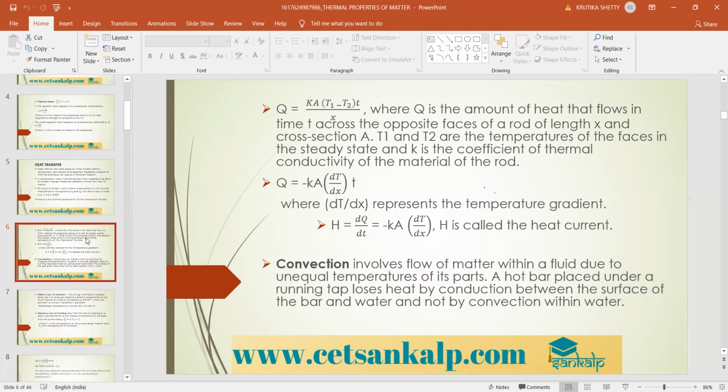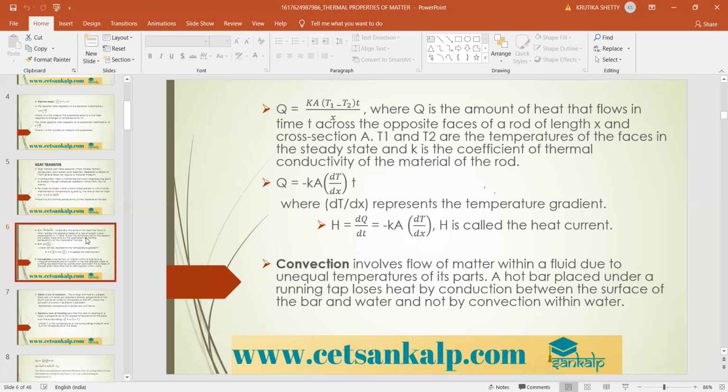Already we have dQ equal to our equation, minus K A (dT/dx) T. Here we are taking heat current, so we divide by dt. Therefore, you will get the final equation for heat current as H = -K A dT/dx. Then this is regarding the conduction process and the formulas related to conduction of heat.